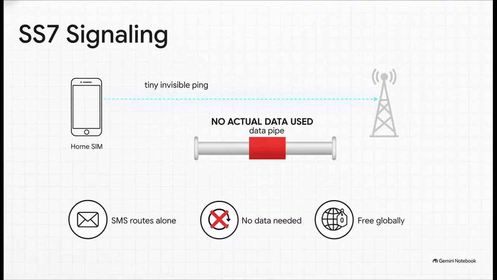And here is the secret sauce for why this actually works. Telecommunications networks use something called SS7 signaling. When you land, your home SIM sends a tiny invisible ping to the local network just saying, "Hey, I'm here." That registration process doesn't use measurable data. And because receiving an SMS is free internationally on almost all carriers, your bank codes route independently of data connections, arriving instantly, and it costs you literally $0.